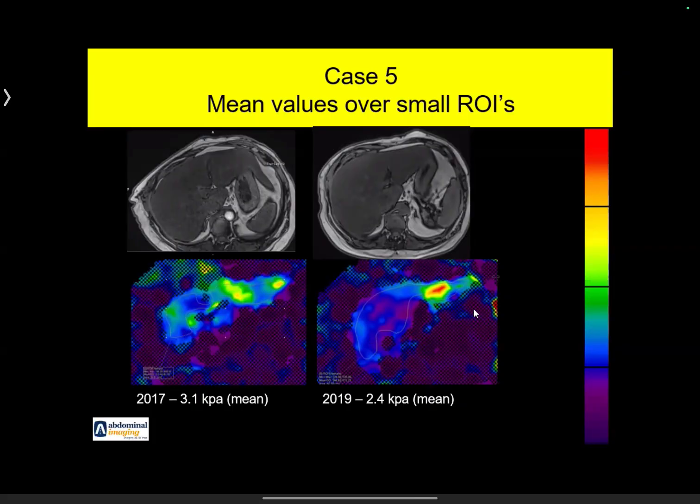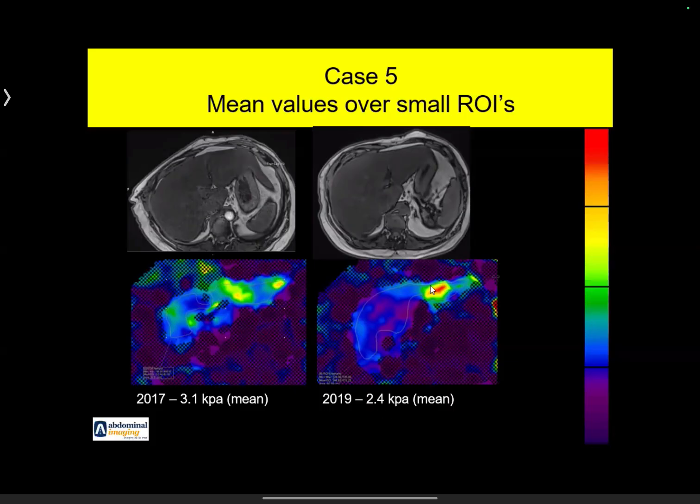So instead of making these small measurements, the standard practice is to take 4 elastograms, create a ROI for the entire liver, and create a mean. Now, this is a patient, you see here there is significant fat, and the liver has little altered morphology. In 2017, the kPa was 3.1. Follow-up in 2 years, the inflammation has reduced, and the kPa is coming to normal, 2.4.